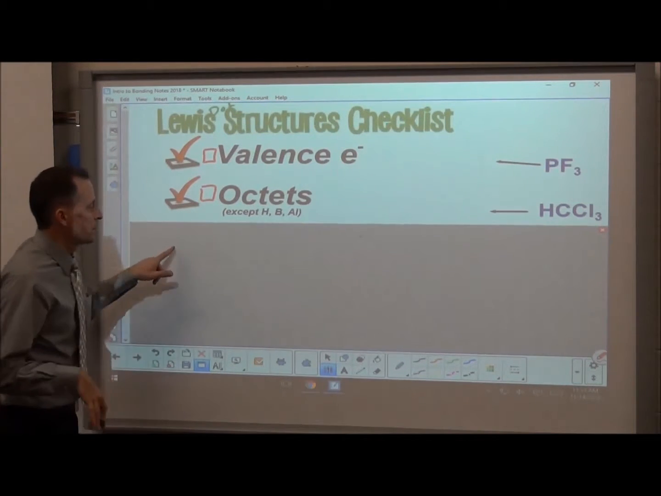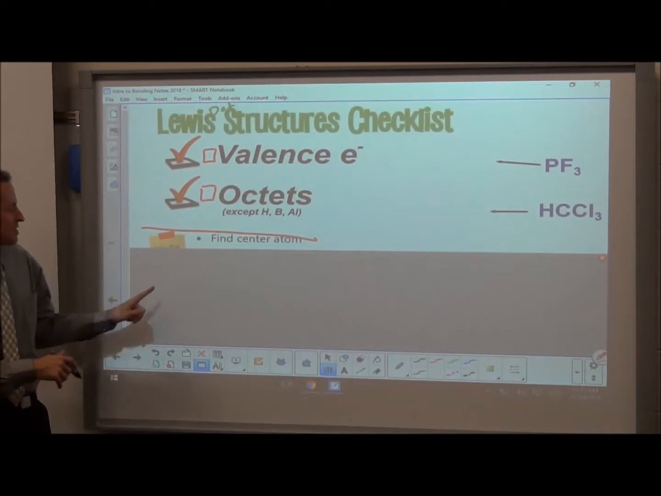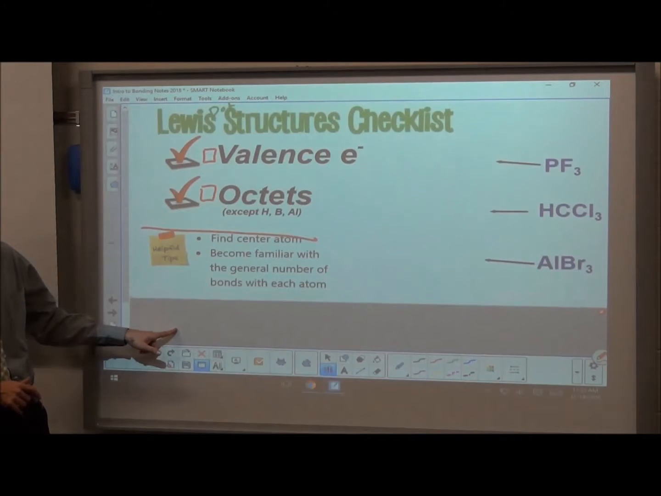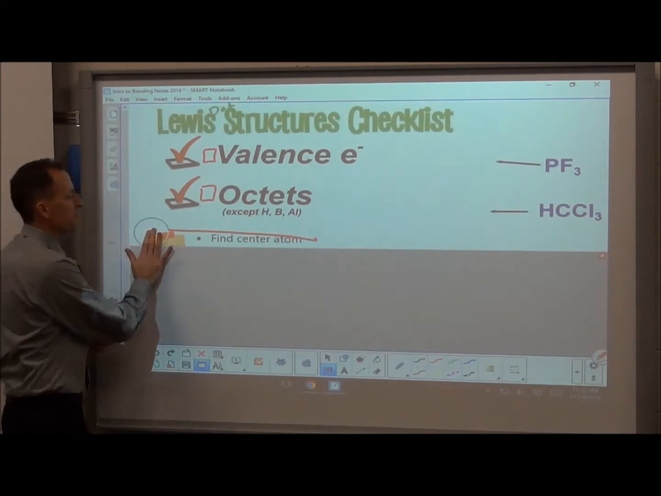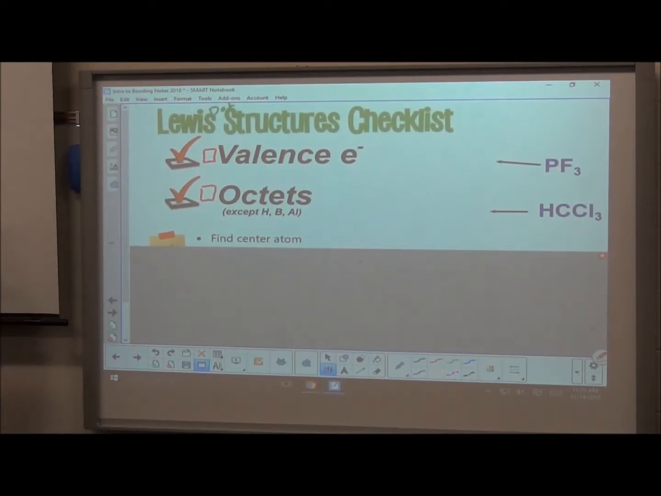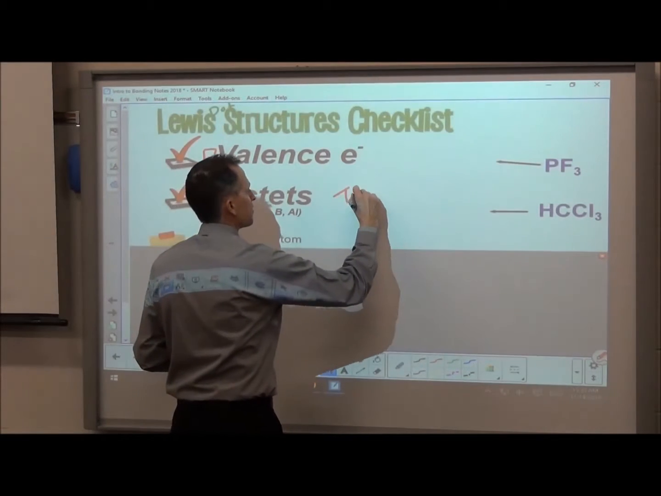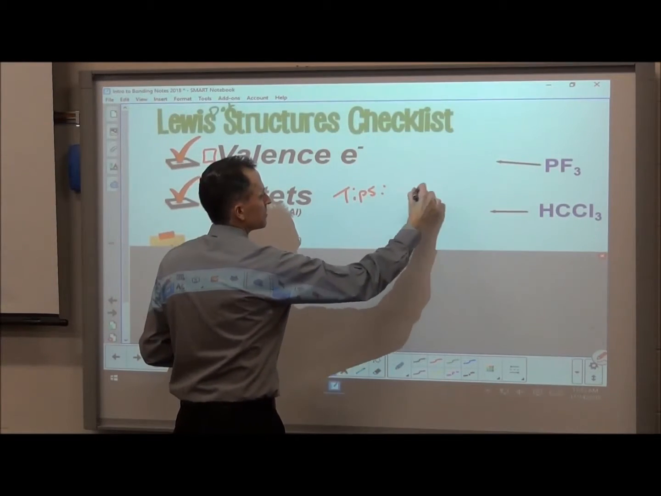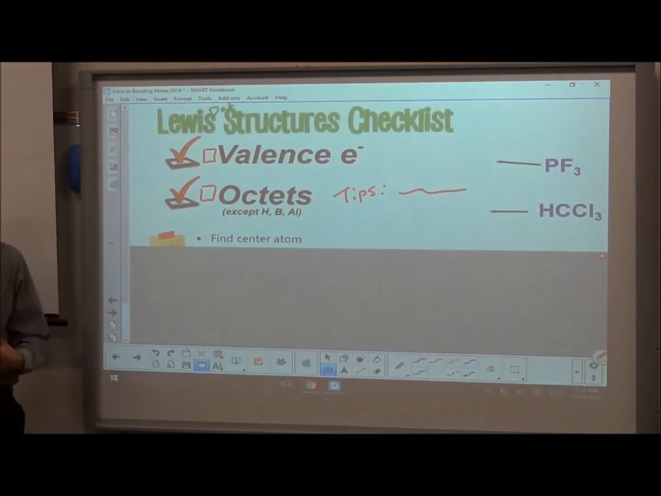Then, the final thing I want, it's not a checklist, but I would write tip. And we are not doing that second one. I'd write find center atom. And then I'm going to have you write one more tip in a minute. So just write tips maybe on the side. Like if I were doing my notes, I'd write tips. And then I would write that first one. Find center atom. Okay? So I'm front loading this.